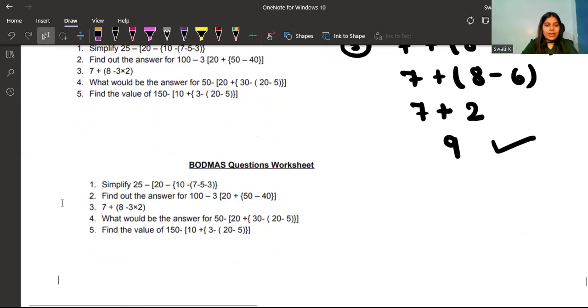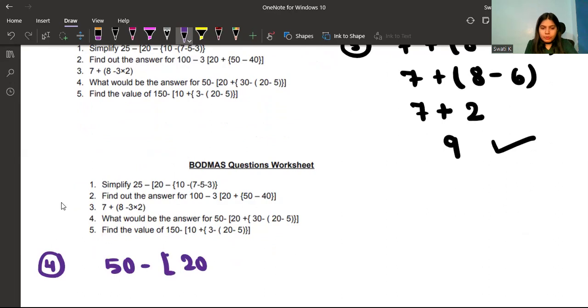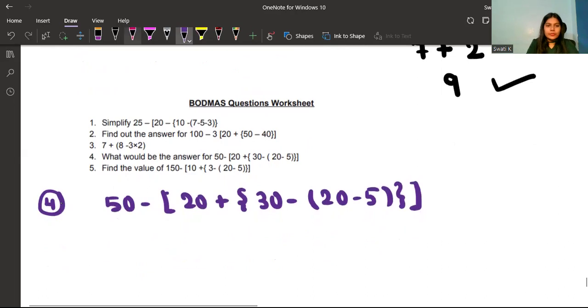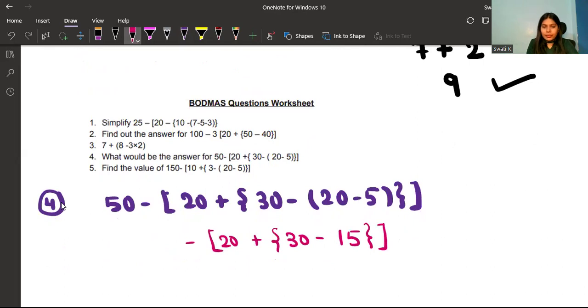In question number 4, we have 50 minus... I'll write down the question first and then we'll start with the solution. So 50 minus curly bracket 20 plus 30 minus 20 minus 5, and then all the brackets are closed. Of course, we're going to solve 20 minus 5 first, which is 15. Then I write the other part as it is, without solving everything in a single step. So this will become 50 minus in bracket 20 plus 30 minus 15.